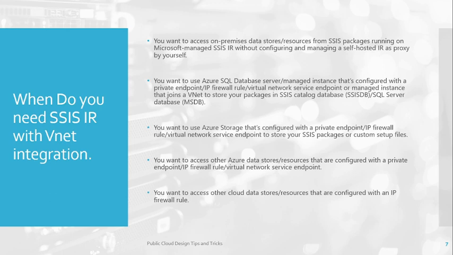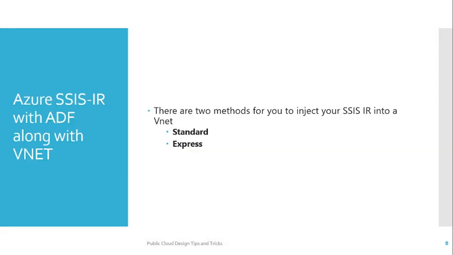And the last one is you want to access other cloud data source resources that are configured with an IP firewall rules. So overall, if you look into it, if you want to connect to any private connection from your SSIS IR, you definitely need to have a virtual network integration. That is the theme of virtual network integration with SSIS IR.